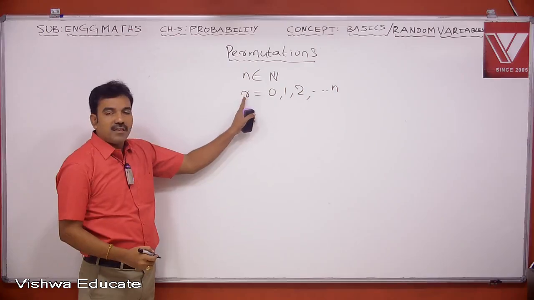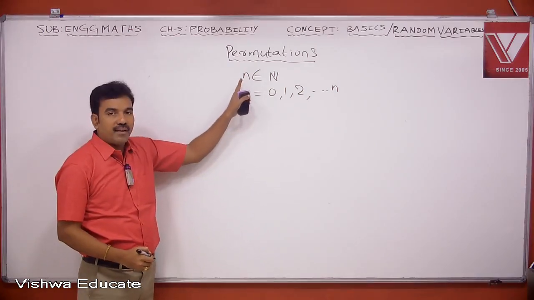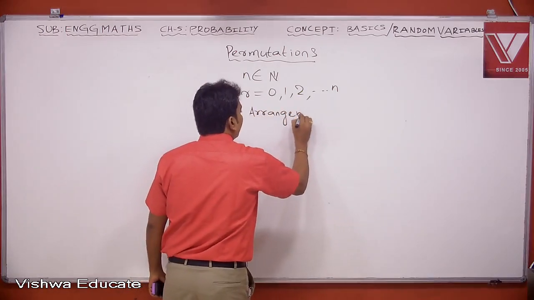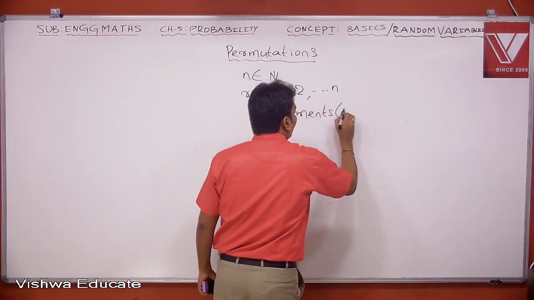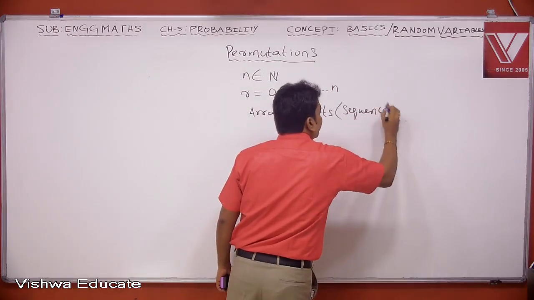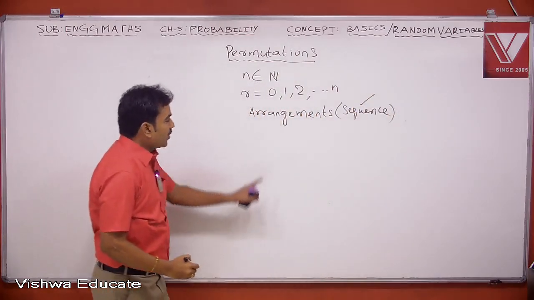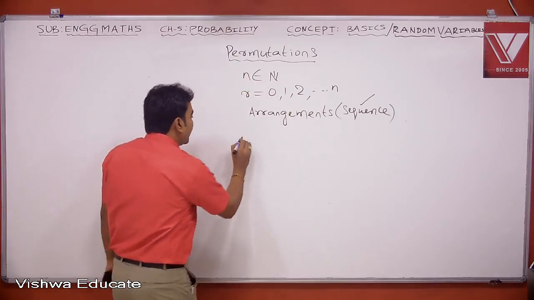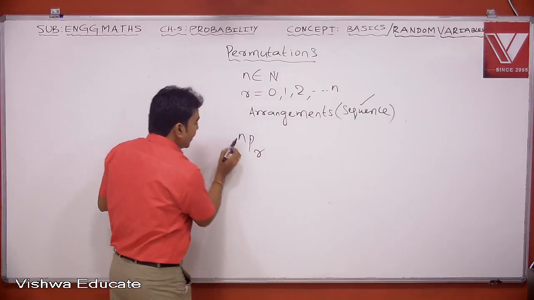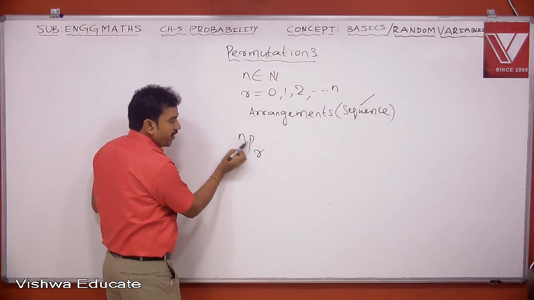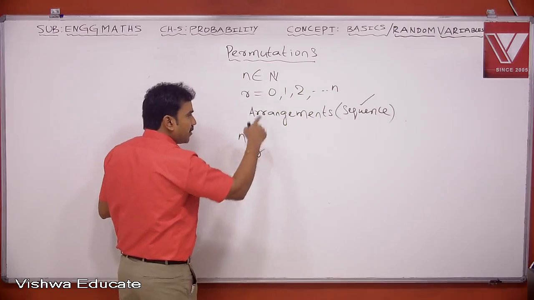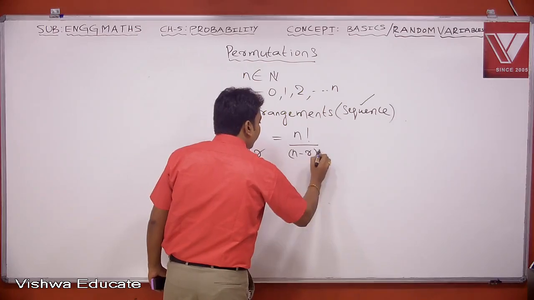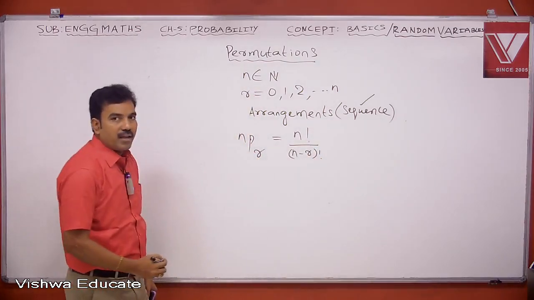Then the number of ways of arranging R things out of n things, basically permutations, represents arrangements. When you go through arrangements, the sequence is very, very important. The number of ways of arranging R things out of n things is given by NPR. This P represents permutations and this is given by n factorial by n minus r factorial.